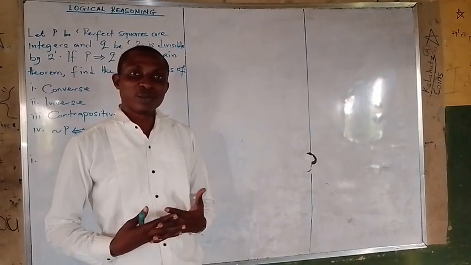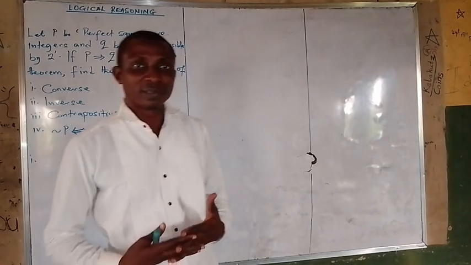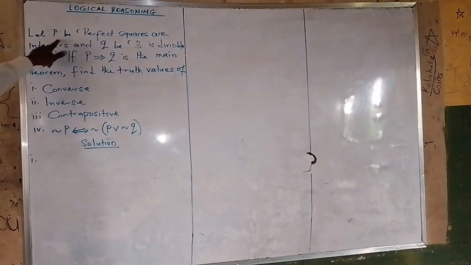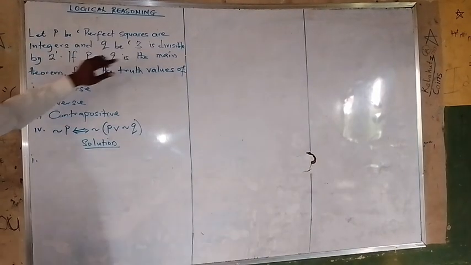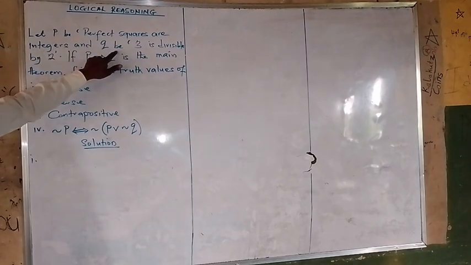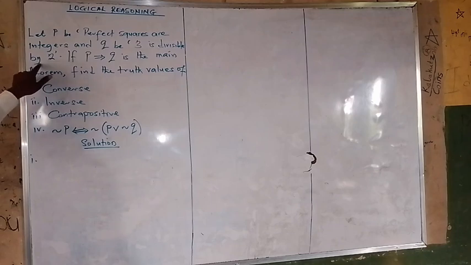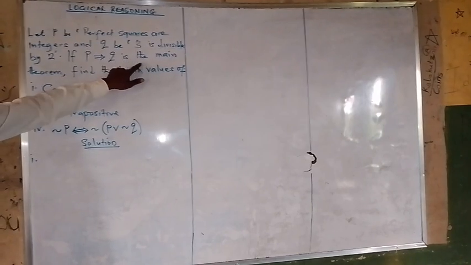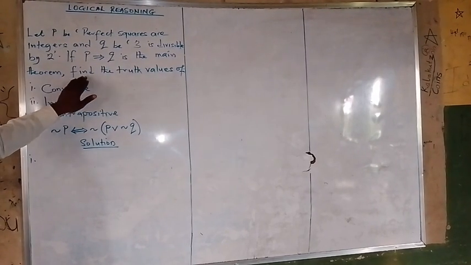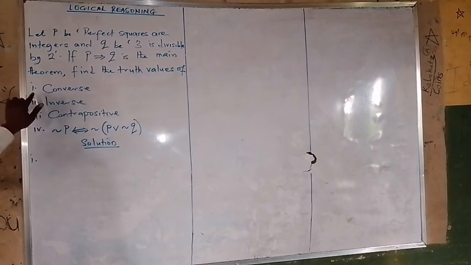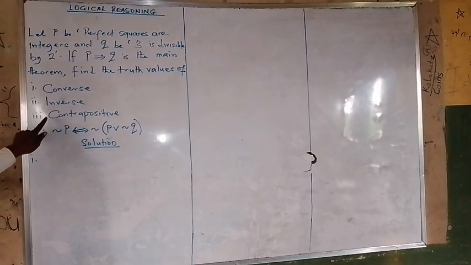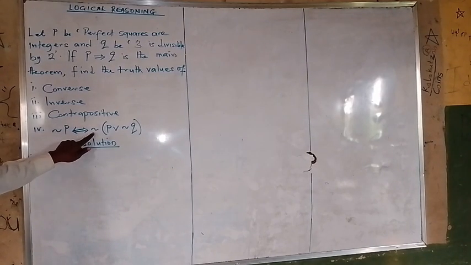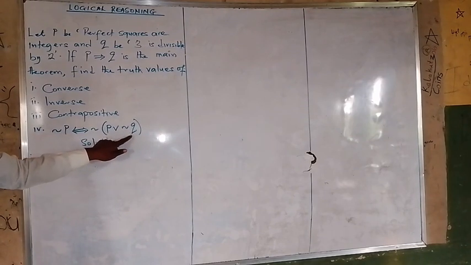Now today we want to look at a question under logical reasoning. The question is: let P be perfect squares are integers and Q be 3 is divisible by 2. If P implies Q is the main theorem, find the truth values of the converse, inverse, contrapositive, and negation of P biconditional negation of Q.